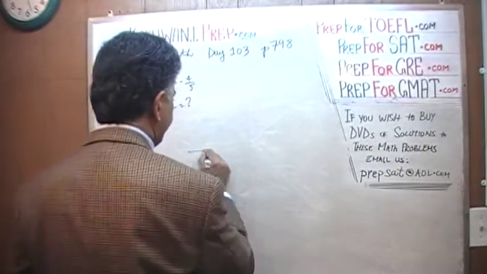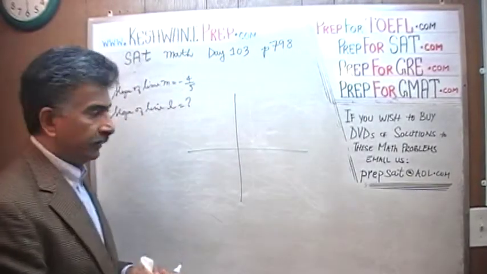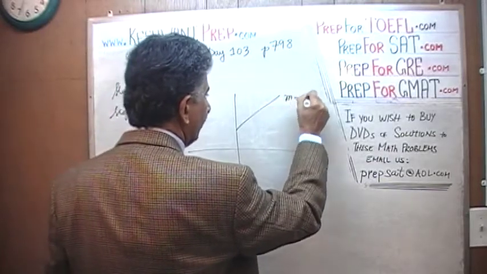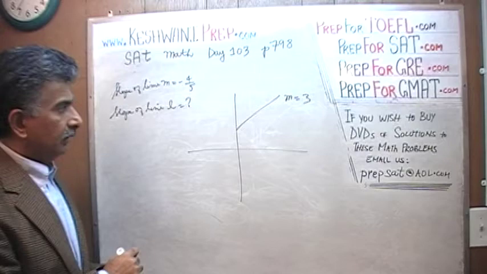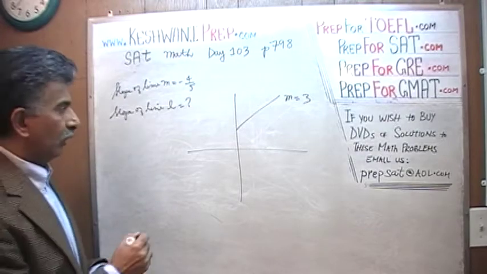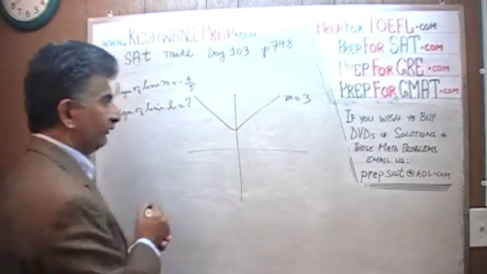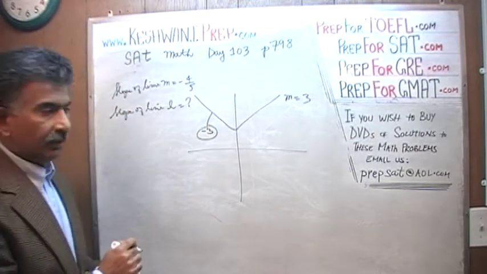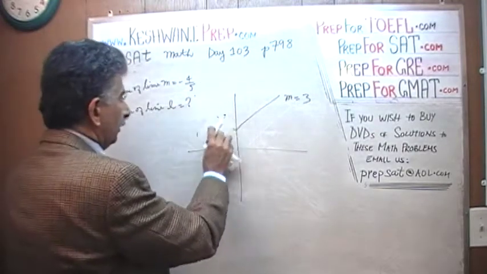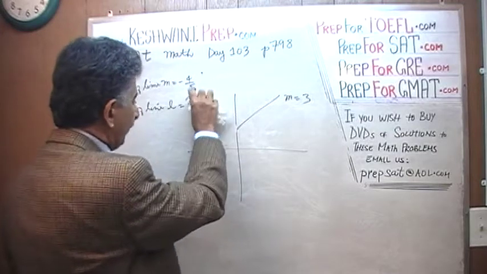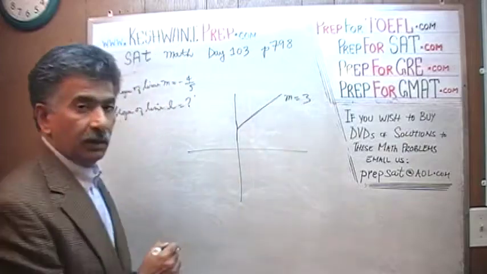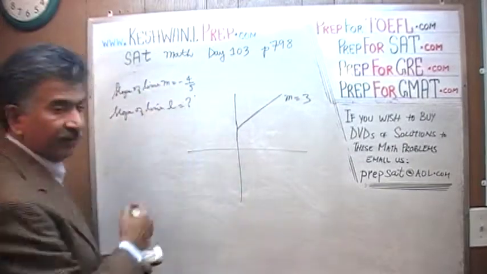Here's another one. In the xy coordinate plane, we are given a line here and we are told the slope equals 3. Well, if we were to draw the reflection of that line along y-axis, it's going to look something like this. And the slope of this line is going to be negative 3. What if we were to ask for the reflection of this line here, along x-axis as opposed to y-axis?